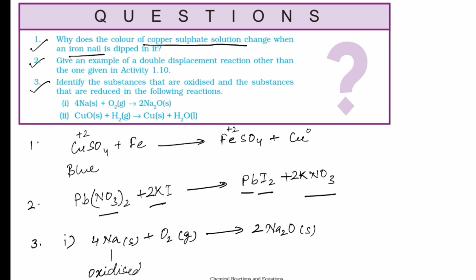Sodium is oxidized. And here, oxygen gas is in the form of an oxygen molecule, which is a diatomic molecule. It is made up of 2 oxygen atoms. Now here in the oxygen molecule, there were 2 oxygen atoms, out of which one of the oxygen atoms combines with sodium to form sodium oxide. So oxygen is getting reduced. So here oxygen is reduced.